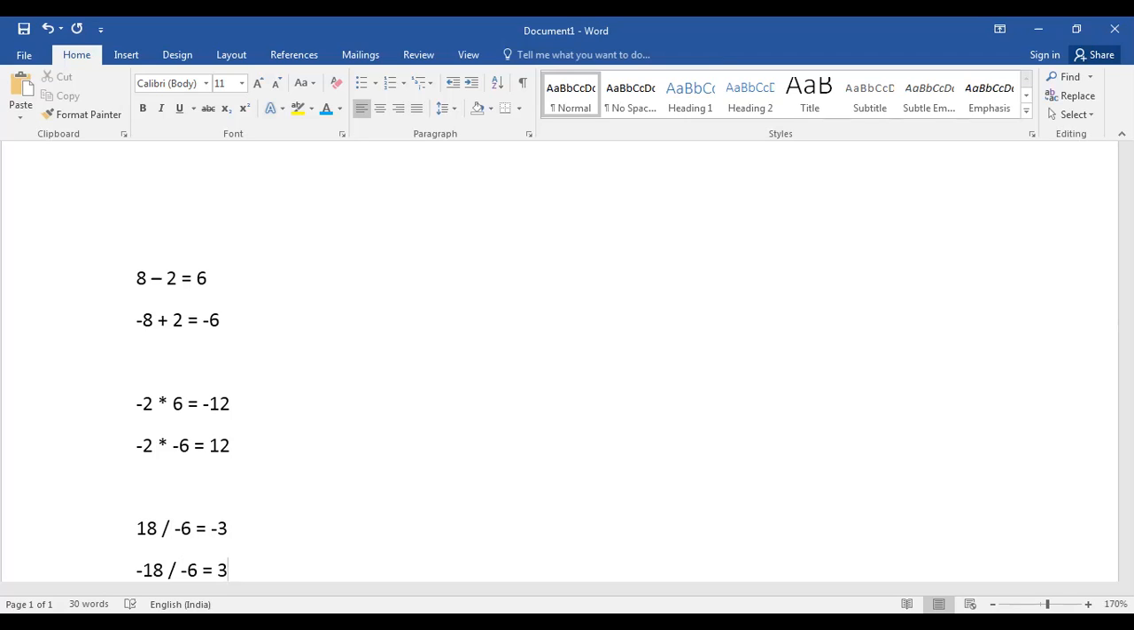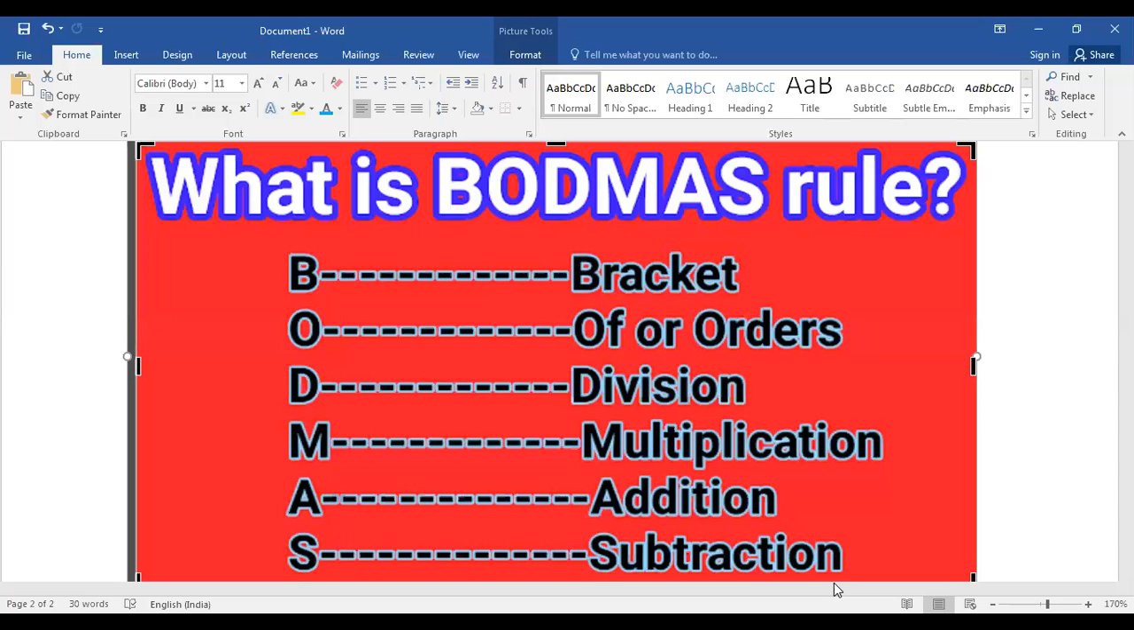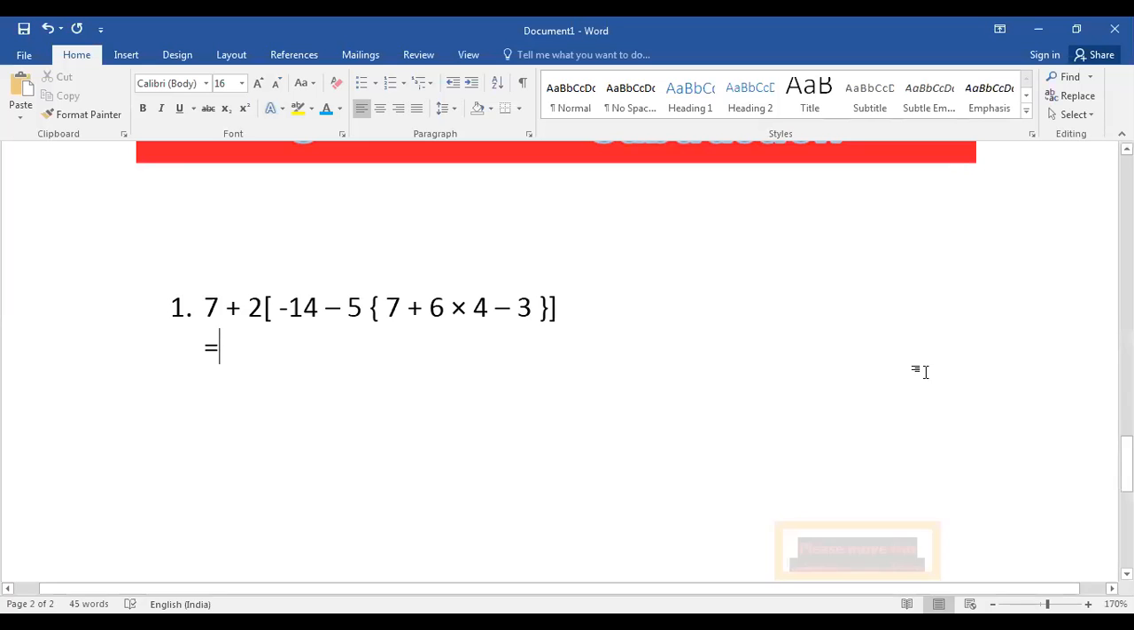In simplification, we are going to follow the BODMAS rule. So what is the BODMAS rule? B for brackets, O for of or order, D for division, M for multiplication, A for addition, and S for subtraction. So in the BODMAS rule, you will be solving the brackets first, then you will divide or multiply, and then you will add or subtract. Let us understand one simplification sum. Okay, here is one sum.